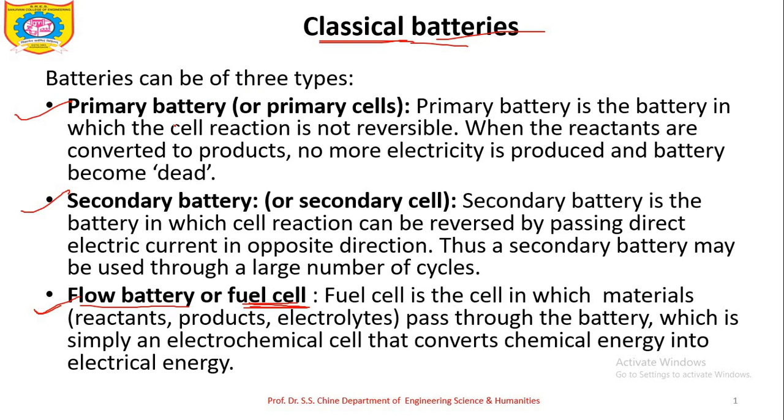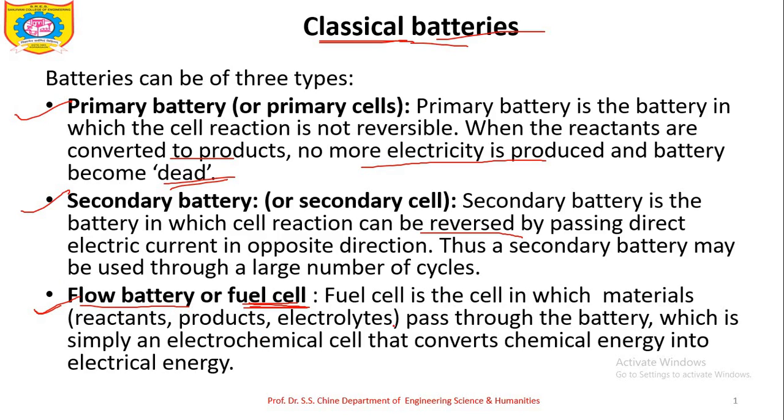Okay, so again, primary batteries, as I already explained, are those in which reactants are converted into products and no more electricity is produced, so the battery becomes dead. So it is disposable. Secondary battery means what? It is the battery in which the cell reaction can be reversed by passing direct electric current in the opposite direction. That's why it can be used through a large number of cycles, means it can be used several times by charging.